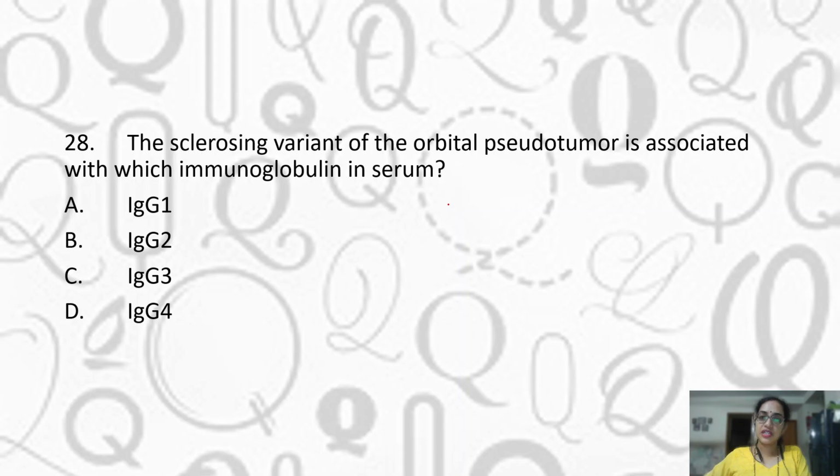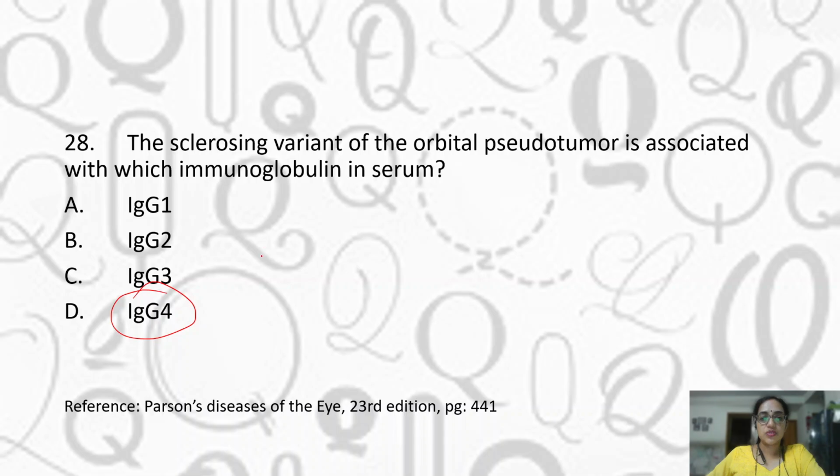The sclerosing variant of orbital pseudotumor is associated with which immunoglobulin in the serum? So it is IgG4. This is not a logical question; this is a memory based question. IgG4 associated pseudotumor is a sclerosing variant. It's very rare and usually leads to something known as a frozen orbit. The extraocular muscles get very restricted, and there is enophthalmos following recurrent inflammation, and the orbit becomes frozen.